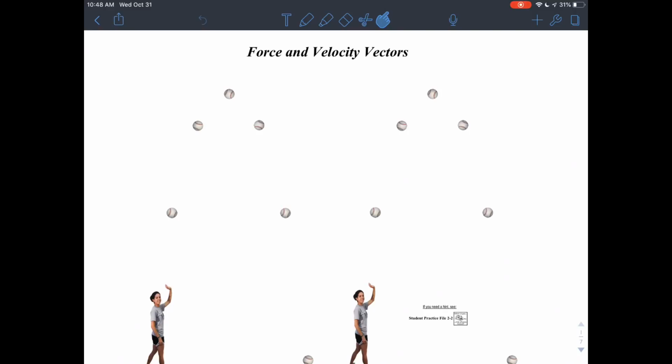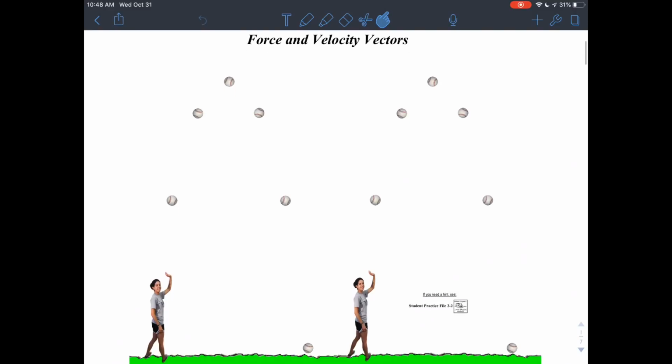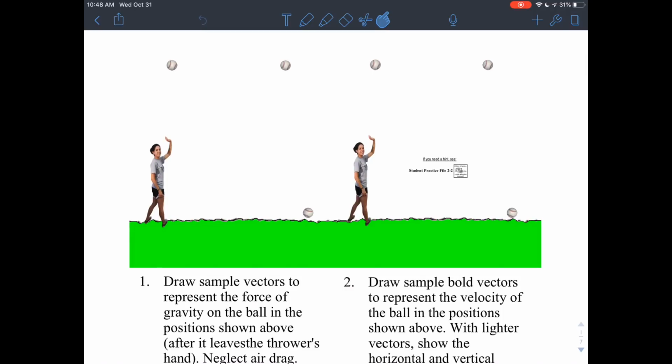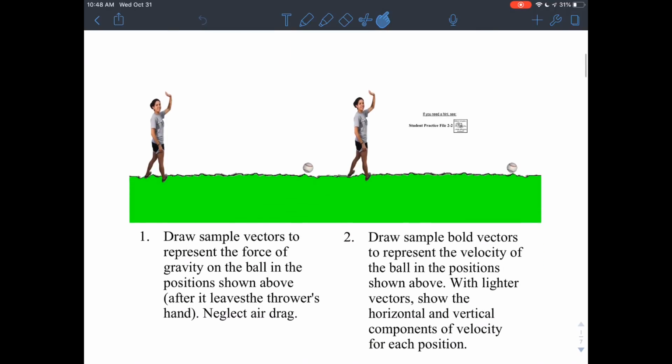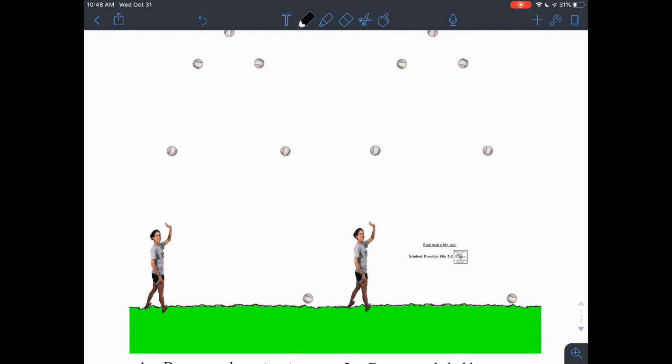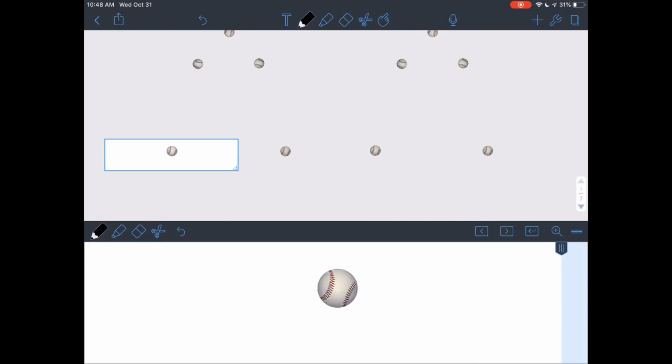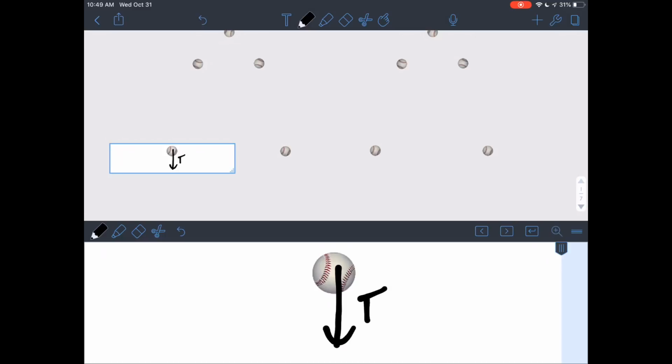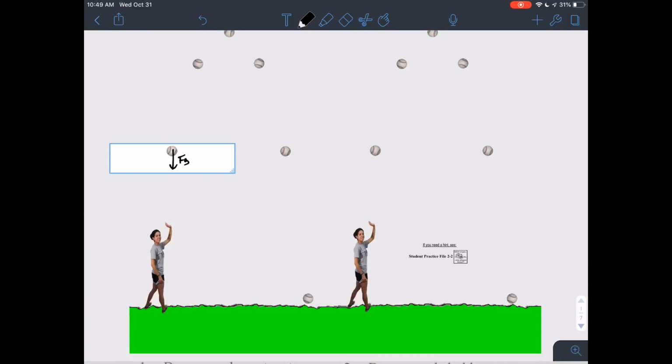So as you go through here for problem one, we're simply drawing some vectors in to show the force of gravity on a ball in the positions shown above. So here's what you need to understand: in this particular problem, the force of gravity is a constant. The weight of that ball is always the same, and it's always acting in the downward direction. So once you get this vector drawn in one time for your force of gravity or your weight, you're good to go because it's going to be the same each time. So there's my Fg for my weight.